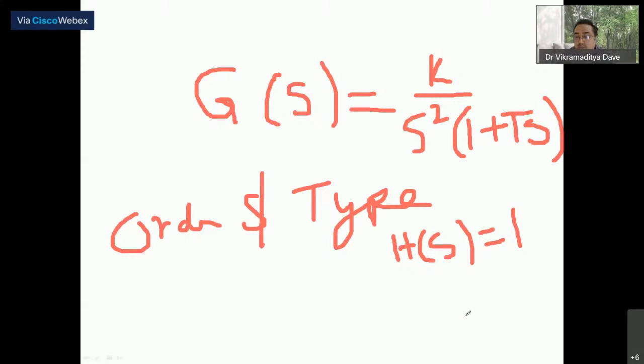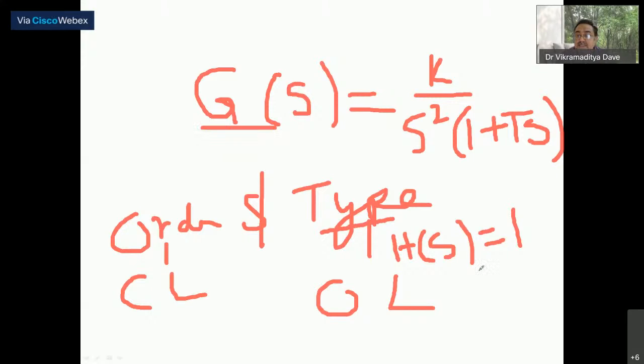You know that order is found with the help of the closed loop transfer function, mind it, and type is found with the open loop transfer function. So first of all, let us find out the type. Type is found out by the open loop transfer function, and what is that? G(s) multiplied by H(s). G(s) is given this much, H(s) is 1, so G(s)H(s) will remain as is.